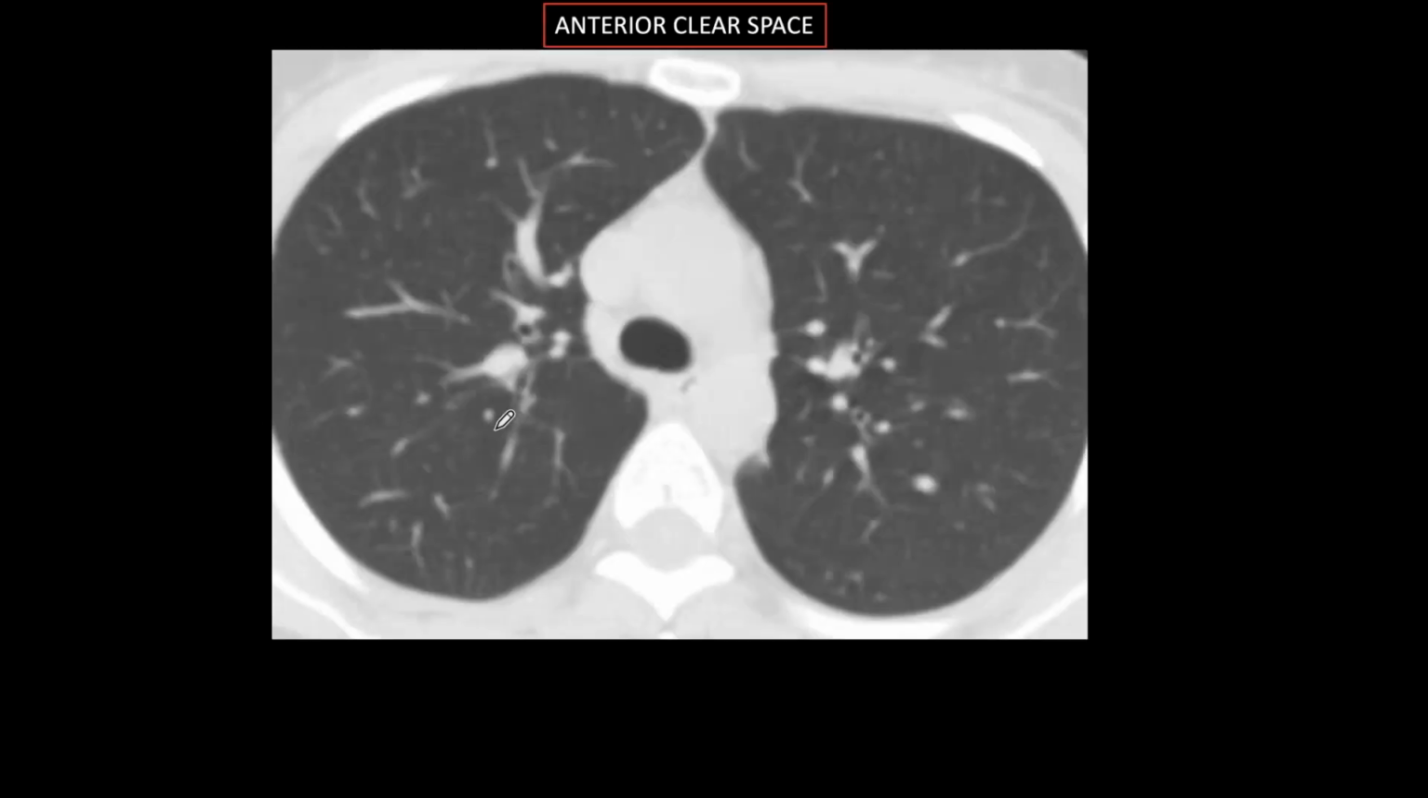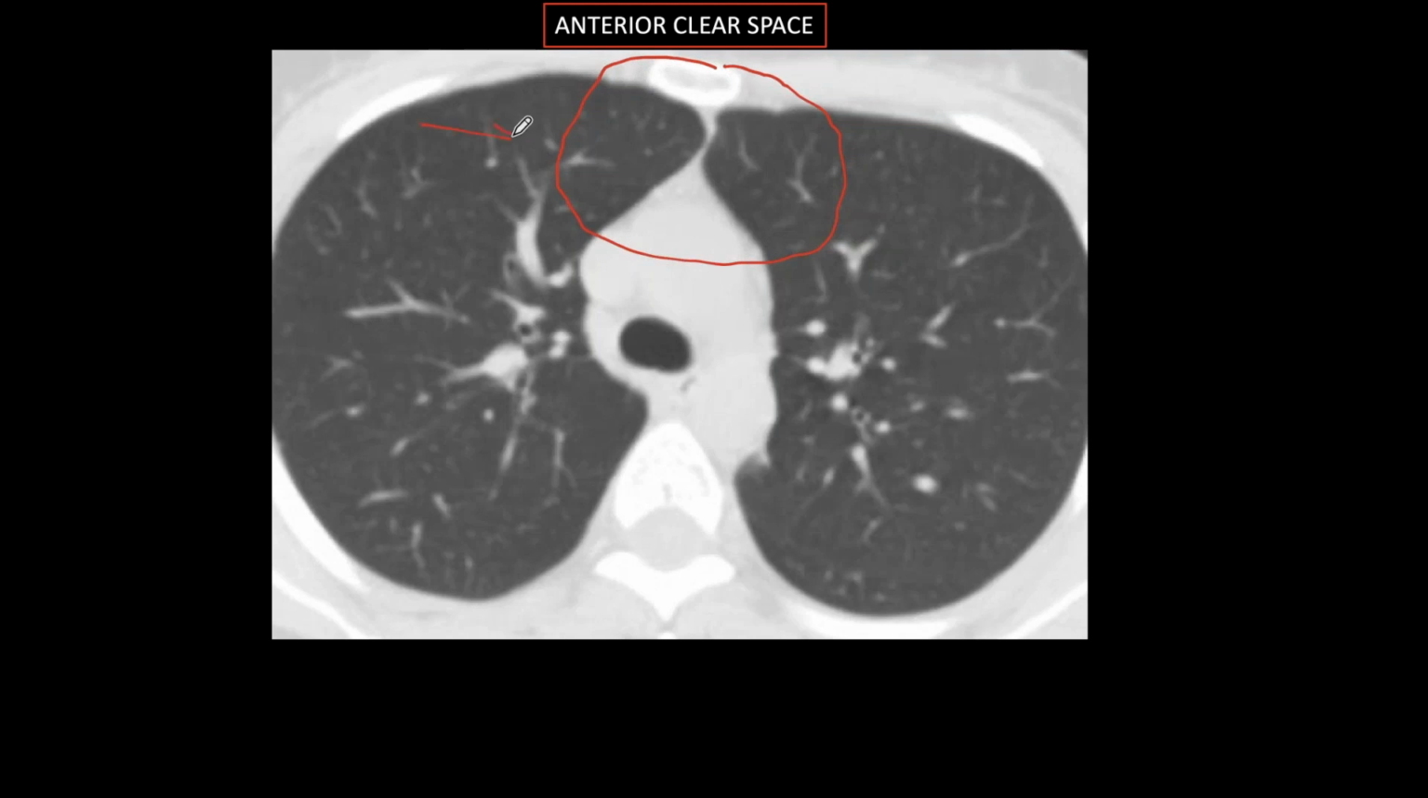Okay, let's see the anterior clear space. Let's talk about the normal anatomy of the anterior clear space. The anterior clear space is more or less this area here, which is limited anteriorly by the chest wall and sternum, and posteriorly by the mediastinum. And it has a significant amount of lung inside. Any abnormality, either from the chest wall, the mediastinum, or the lung, will be invisible in the PA film because it will be occulted, hidden by the shadow of the mediastinum and the sternum.